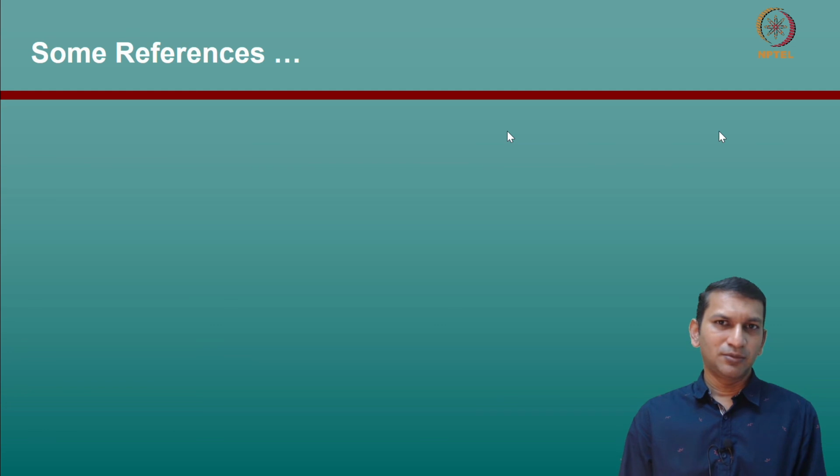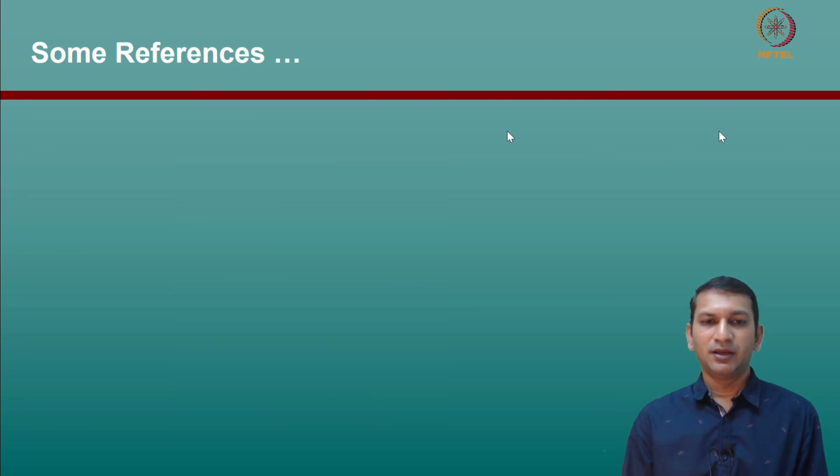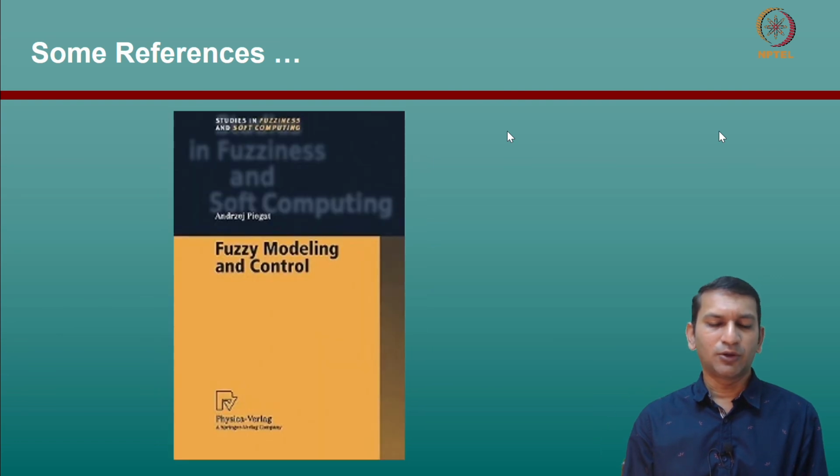Some references, more than calling them references, these are my favorite resources, especially in this topic on fuzzy inference systems. The book by C.T. Lin and George Lee, also the book by Passino and Yurkovich. These are very, very good references. They explain things in a much simpler way, good textbook material, and they have a lot of topics covered too, and also the book of Angelo Piegat.